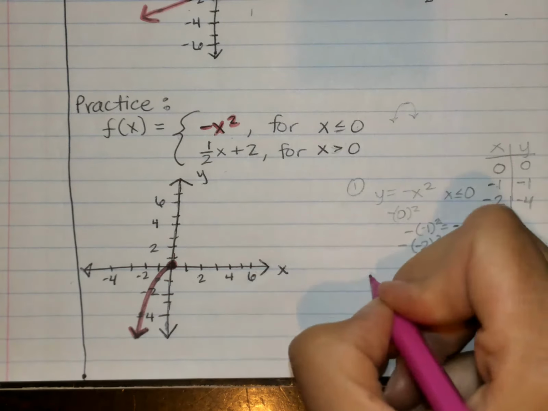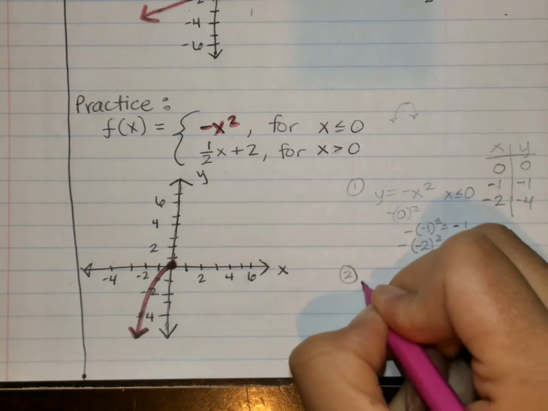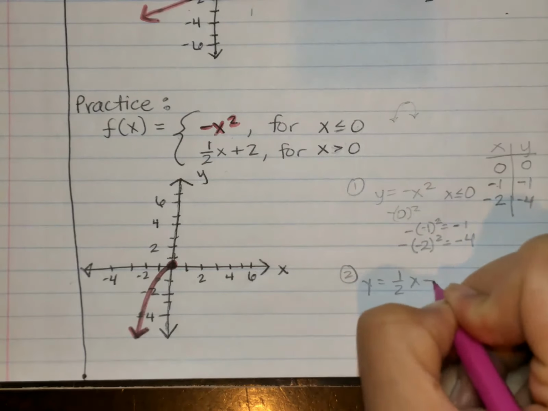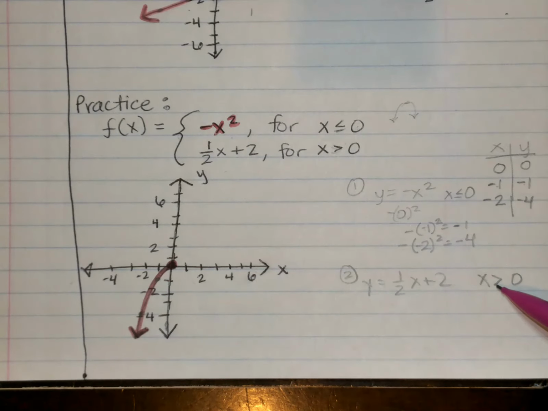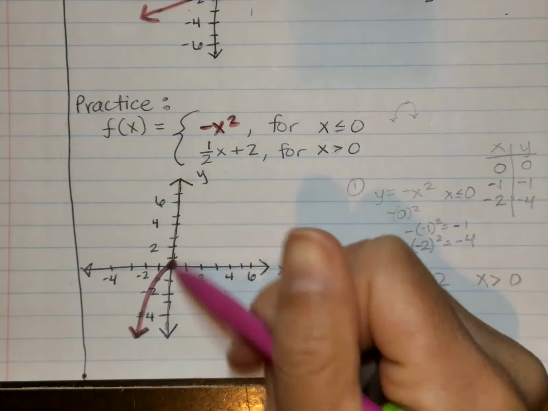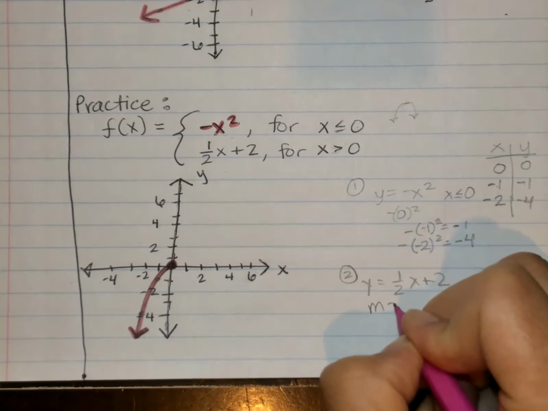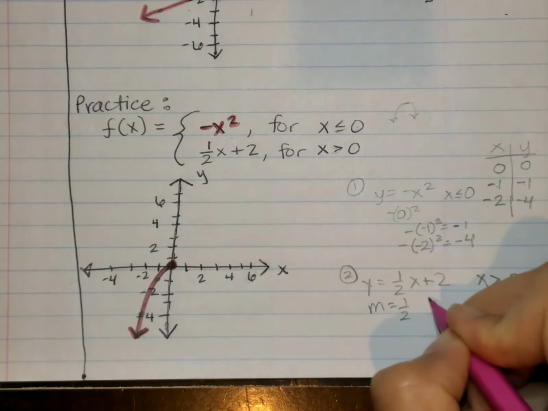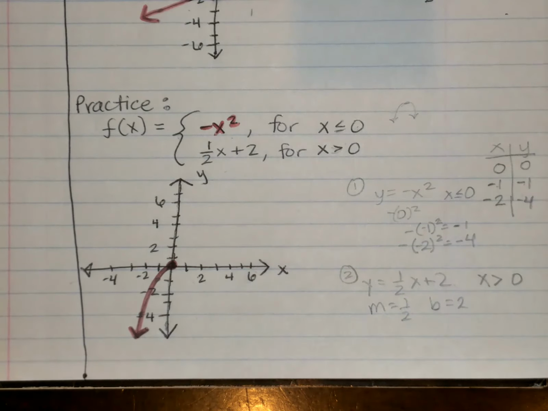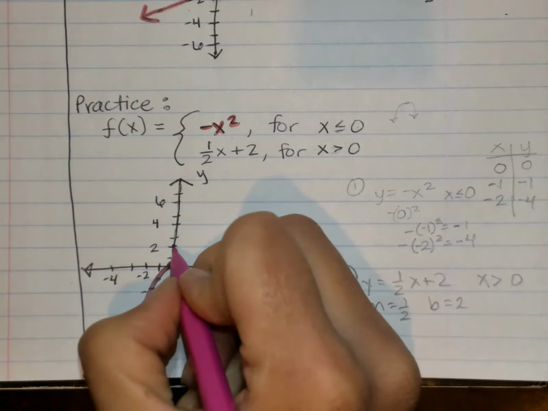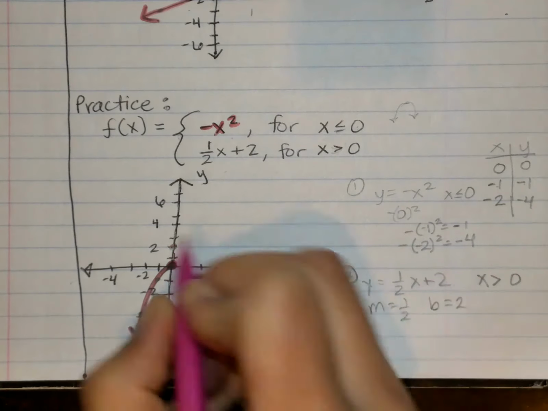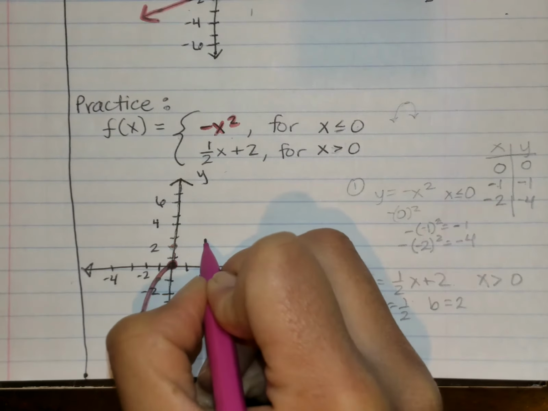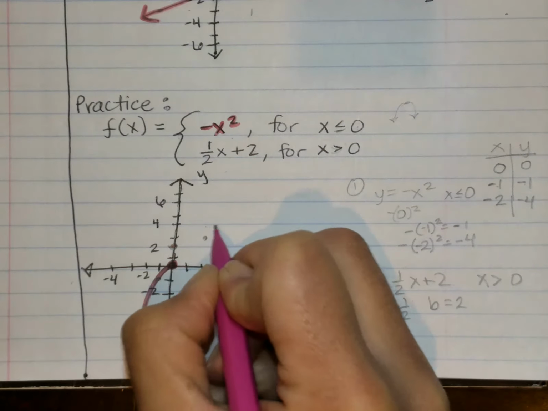And then the second function is y equals 1/2 x plus 2 when x is greater than 0. So it's going to be an open circle when I get to the 0, wherever that point is. The slope is 1/2, up 1/2. The y-intercept is +2. All right, so I'm going to graph it. I'm going to start at 2 on the y-axis, and then I'm going to go up 1, right 2. So carefully up 1, right 2, up 1, right 2.